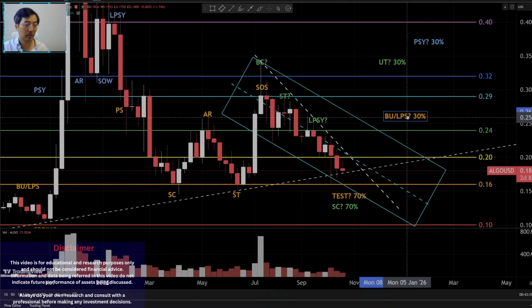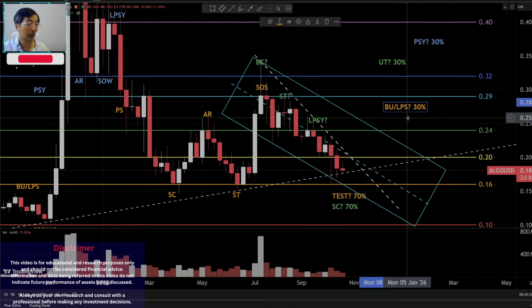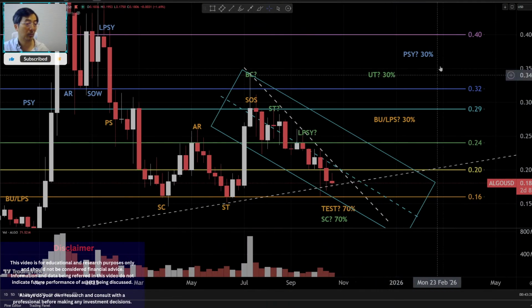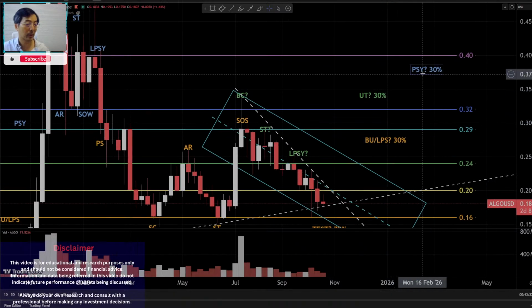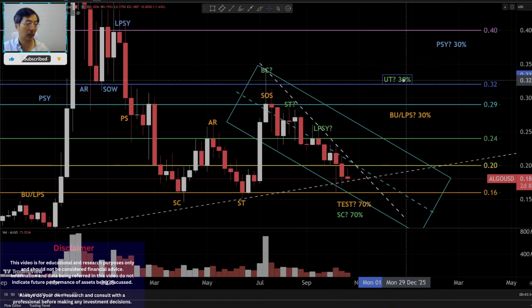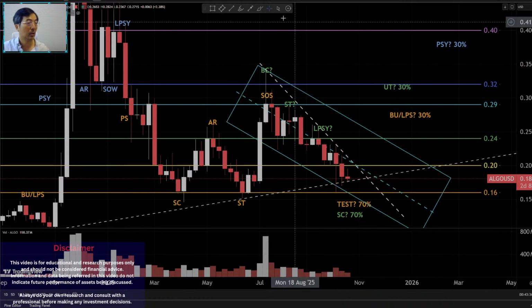And the chance is slim, but it's not none, that we may see a backup or last point of support period before we head to the preliminary supply. So that's why they're the same percentages. Likewise for the green scenario.